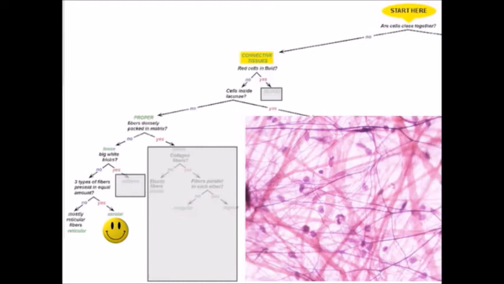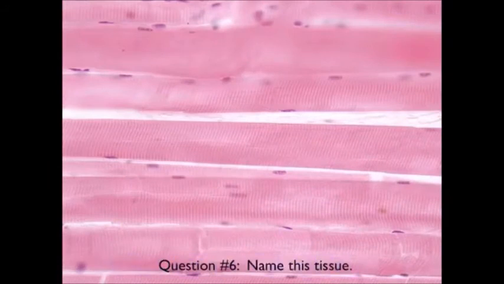The answer is you see 3 different types of fibers present in equal amounts. This is areolar tissue. It's also known as loose fibrous connective tissue. You'll see this tissue a lot, especially in all of your epithelial tissue slides. When you look at them, if you look underneath the epithelia, you usually see this tissue. It's really common. It underlies most epithelia throughout the body.